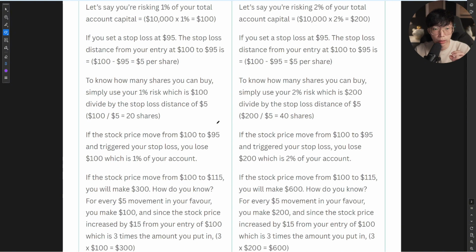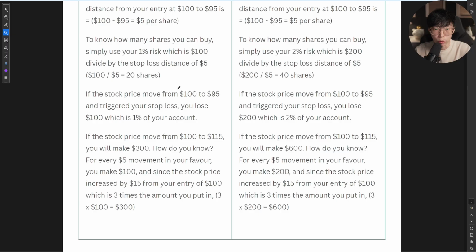And then if you want to know how many shares can you buy, okay? So you simply use your 1% risk, which is also your $100. So you use that $100 divided by your stop loss distance of $5 over here. So 100 divided by 5, you can buy 20 shares. So let's say, for example, this stock, you bought at $100 and then it drops all the way down to $95, which can actually trigger your stop loss, and that's when you will lose $100, which is actually equivalent to 1% of your account.